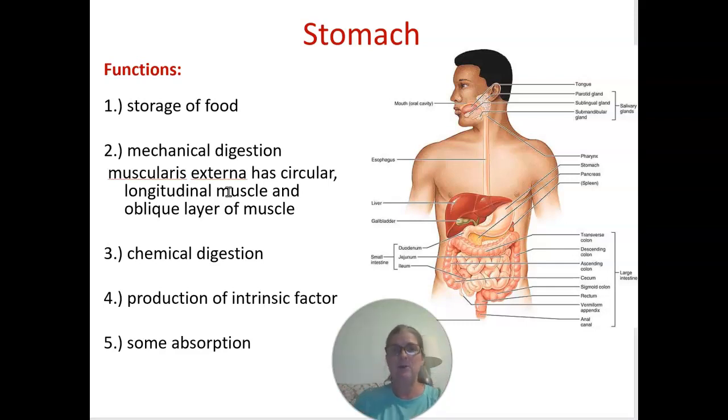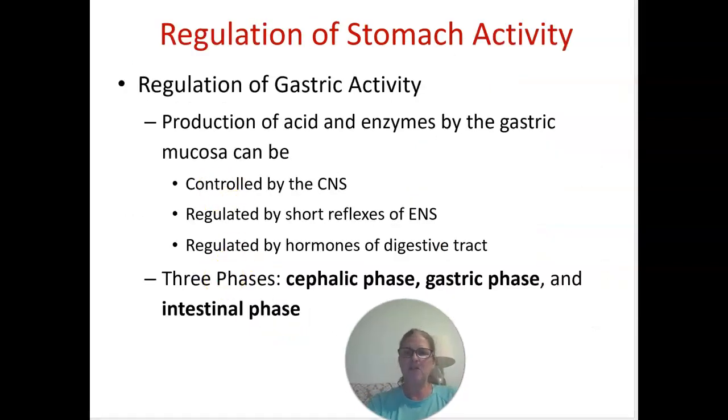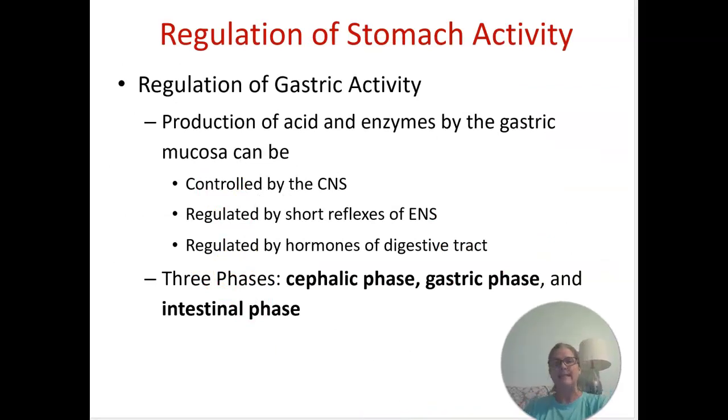It also does chemical digestion. It does chemical digestion of protein with the enzyme pepsin. We just mentioned intrinsic factor, which is critical for absorbing vitamin B12. And it can do a little bit of absorption. We'll talk about that briefly. There's not a lot of absorption in your stomach, but some liquids and some small molecules can be absorbed in your stomach.